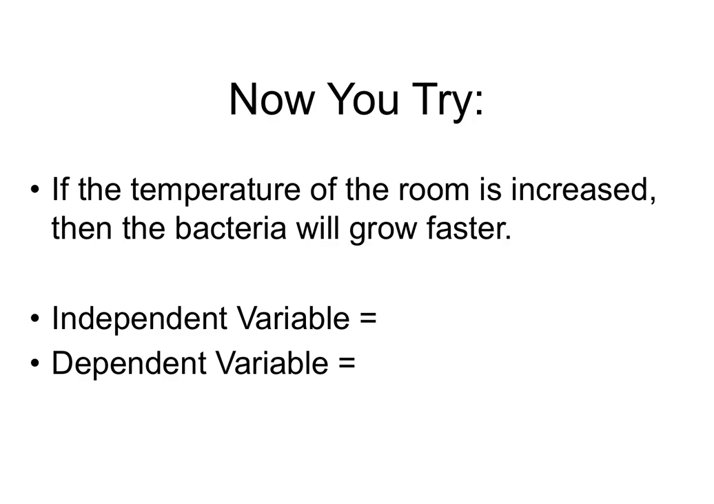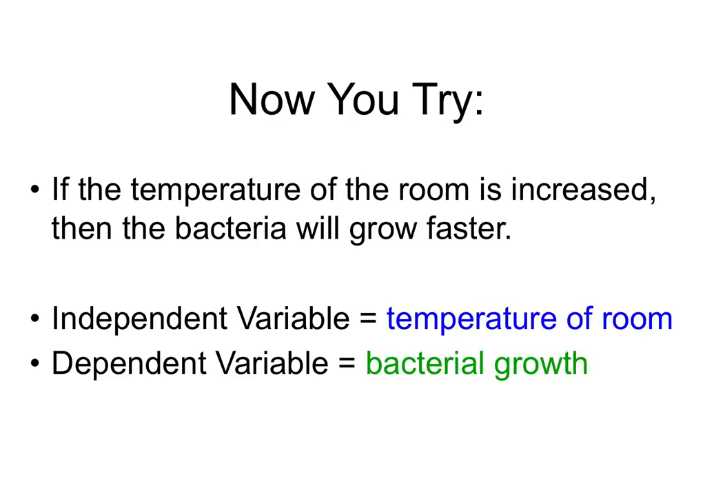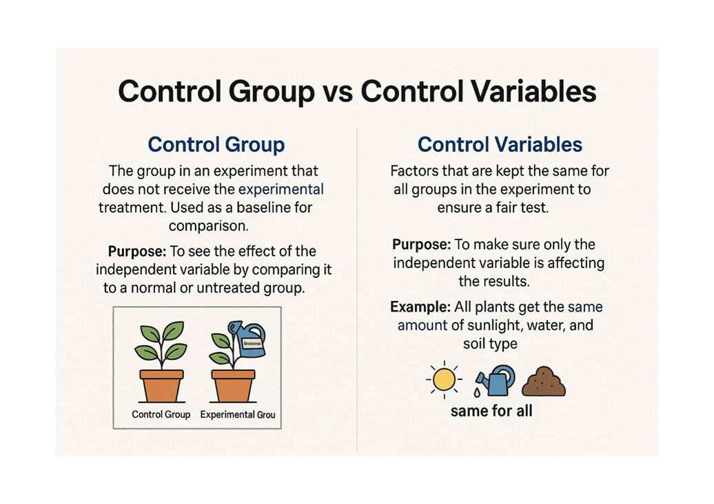All right, pause the video, take a second, try this one on your own. If the temperature of the room is increased, so we're looking at temperature, then the bacteria will grow faster. So our two variables are going to be temperature and bacteria growth.